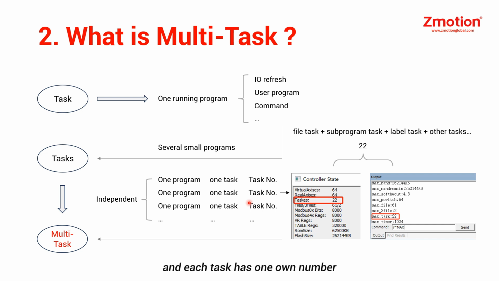And each task has its own number. That is, when you see the number, you could know which task it is. In this way, the motion becomes clearer and easier.